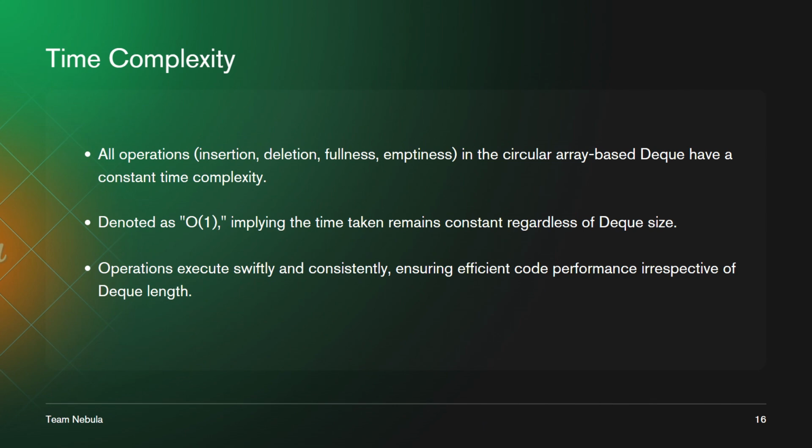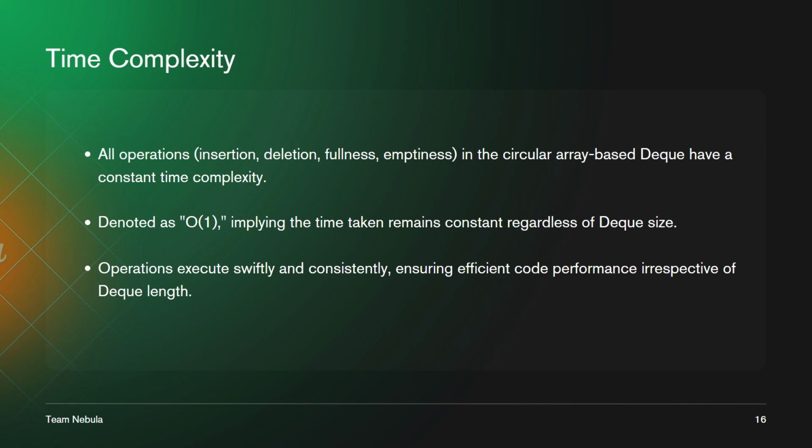The great thing about these operations is that they all have a constant time complexity denoted as big O of 1. So what does this mean actually? It means that the time taken to perform any of these operations does not depend on the size of the dequeue. Whether we have a small dequeue or a large one, the time it takes to insert, delete, or check whether it is full or empty remains constant.